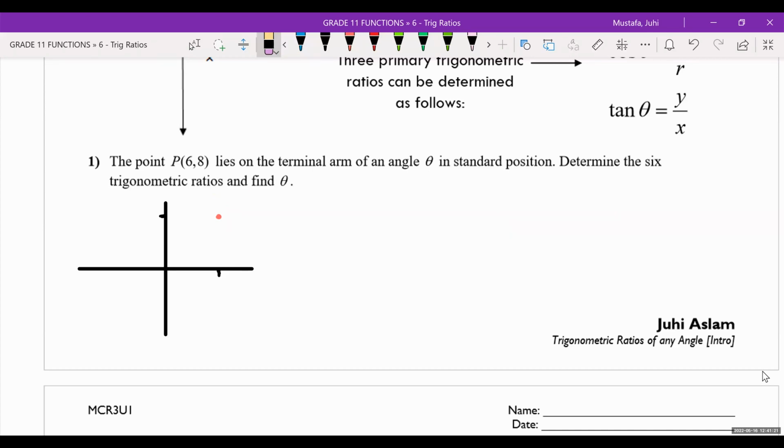So the point 6, 8 lies on the terminal arm of an angle theta in standard position. This means that your terminal arm is passing through the point 6, 8. Now, if you don't want it to pass through, you can actually draw it directly on it, but it's going to look something like this. It starts at the origin, and then it's sort of going like this. I'm going to erase part of that.